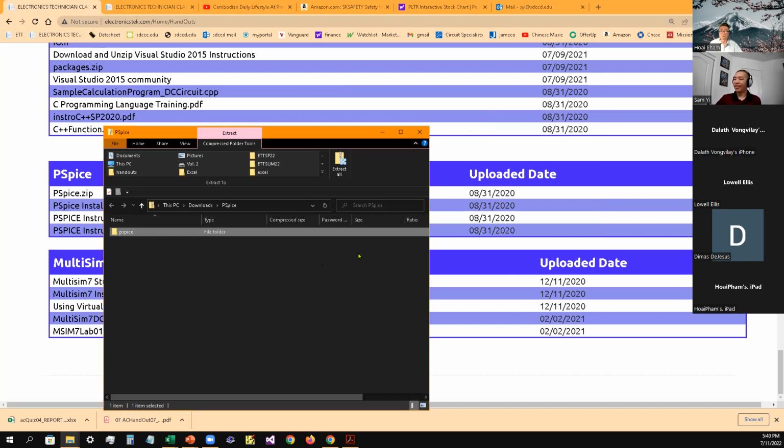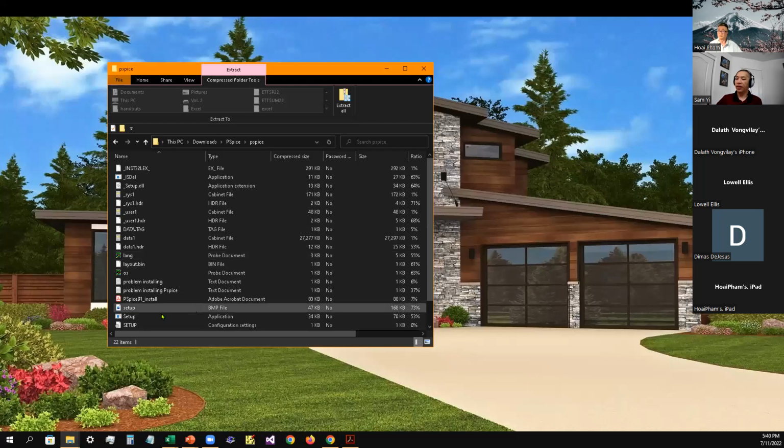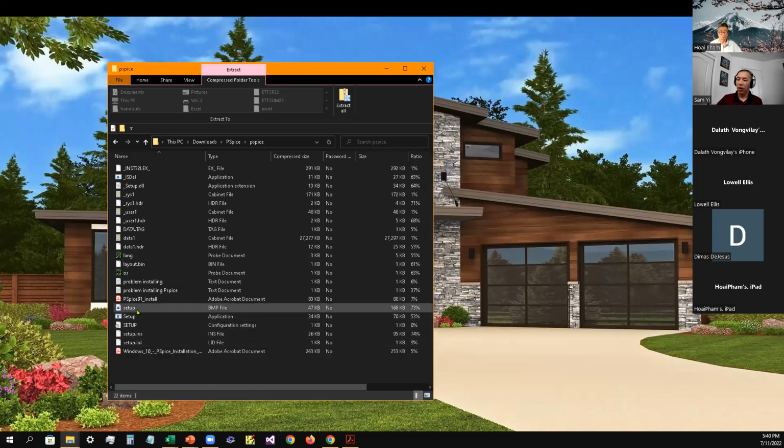Then you come back into your folder and double click on the PSpice folder. Look at the ones that say setup. You want to set up the one that says application. There are three, and you want the one in the middle, the setup application file. Double click on that to run it.